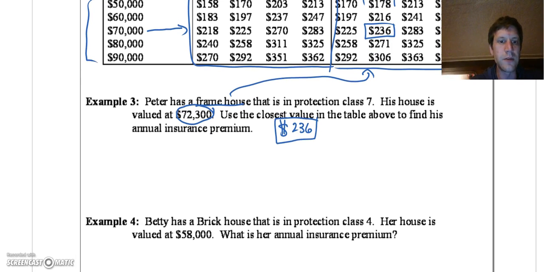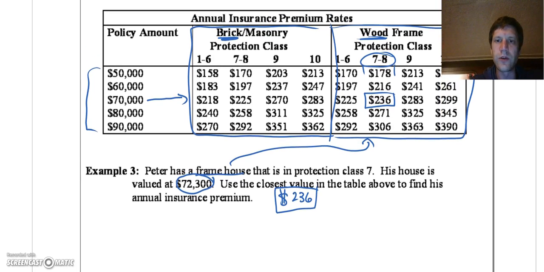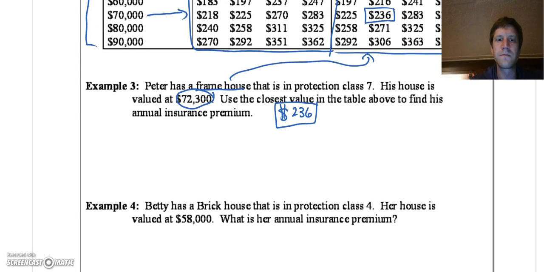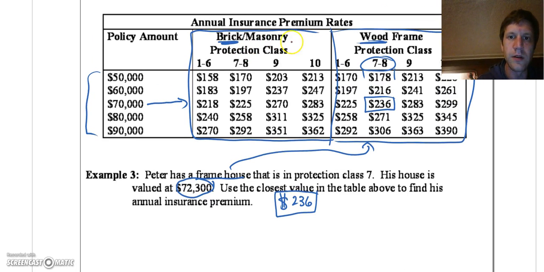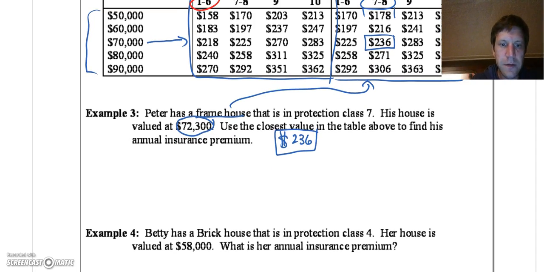Why don't you find the answer for example 4 for Betty, and she has a brick house that'll be on the left, and then I'll show you that in just a second so you can pause and work on that. Okay, Betty has a brick house, protection class 4. I'll do this one in red, brick, so that's going to be over here, protection class 4. 4 is the 1 to 6. Okay, 4 falls in between 1 and 6. Her house is 58,000. I'm going to use 60,000 for my number. Kind of like on the first one, we used 70,000.